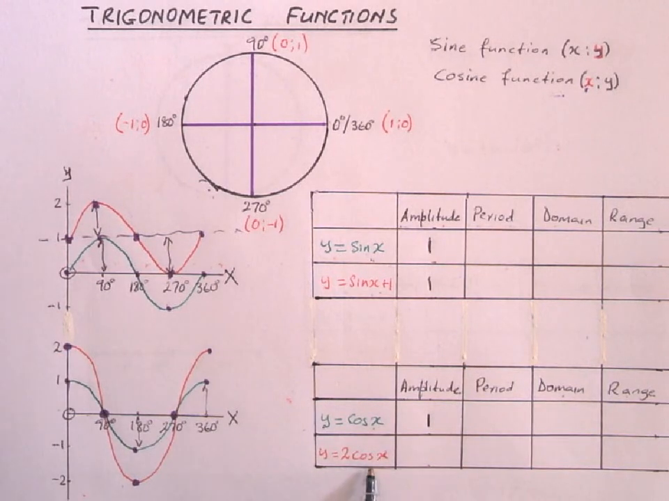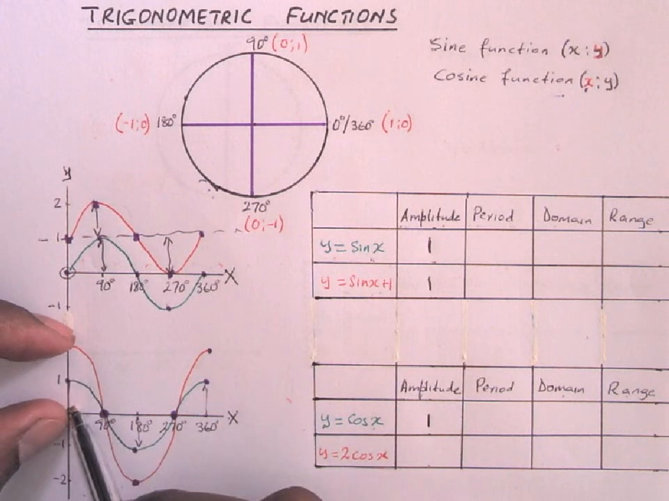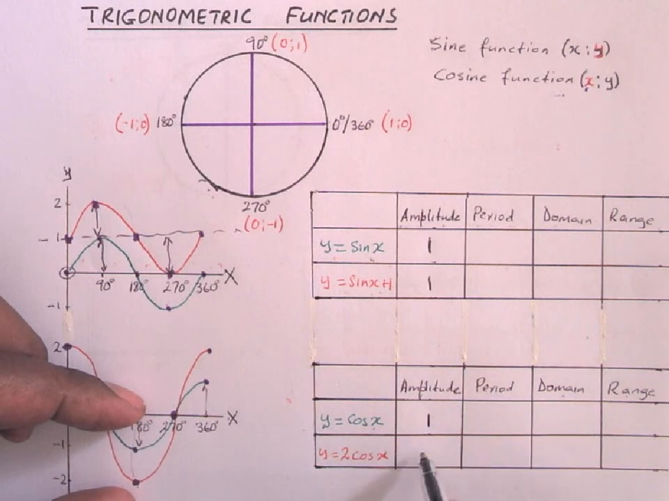What about this red one here? What's the amplitude for the red graph here? Now the red graph goes like that. So there is the resting position of this graph. So the amplitude is that distance over there, which is the same as that distance over there. How many units there? That's 2. It seems as if the number there helps us to get the amplitude of the graph.